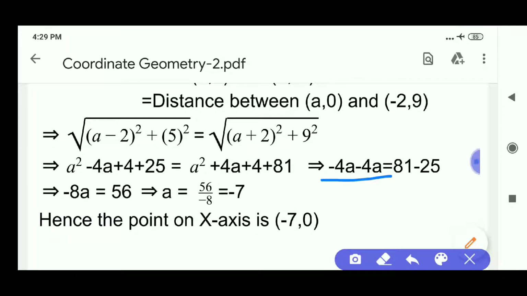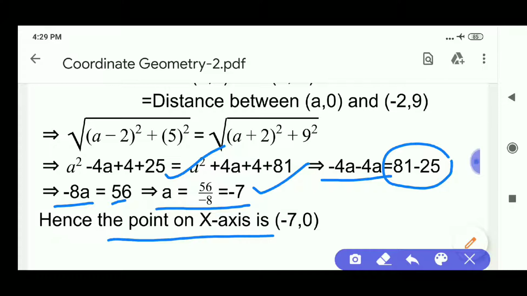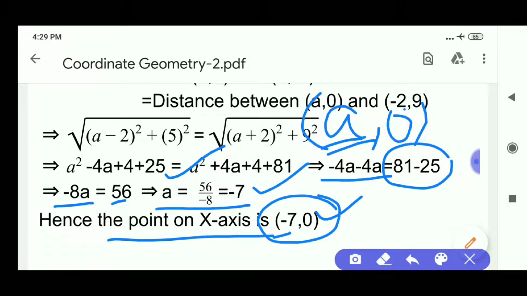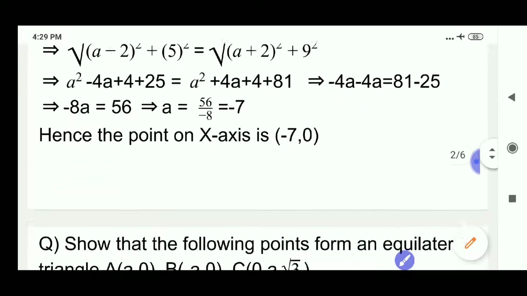Minus 4a minus 4a is minus 8a. 81 minus 25 is 56. Now a is equal to 56 by minus 8, that is nothing but minus 7. The value of a is minus 7. Hence the point on the x-axis, which we already considered as (a, 0), with a as minus 7 and y as 0. So the answer is (-7, 0).